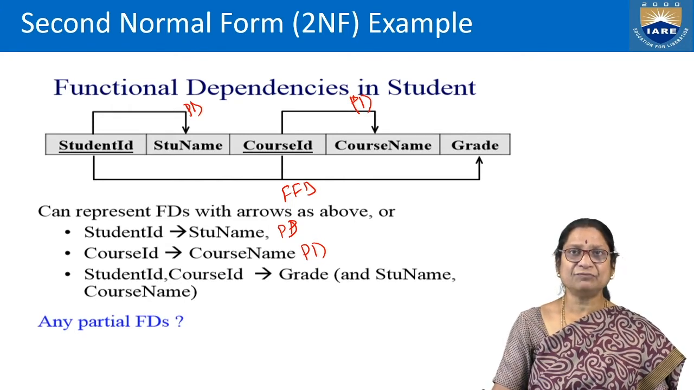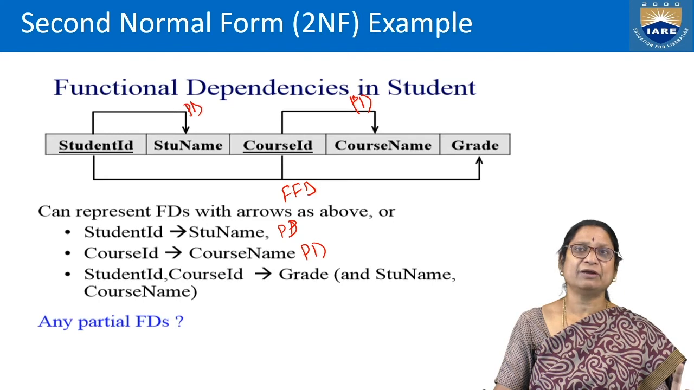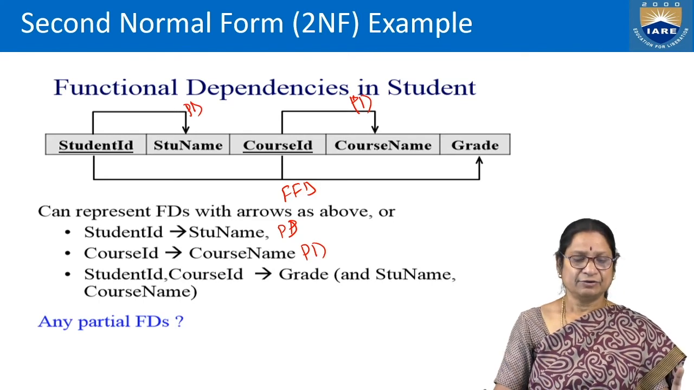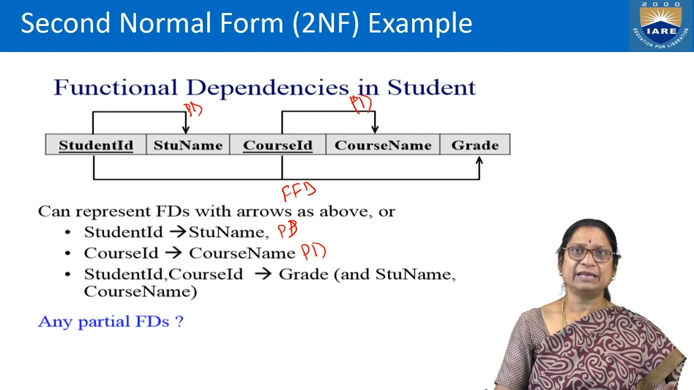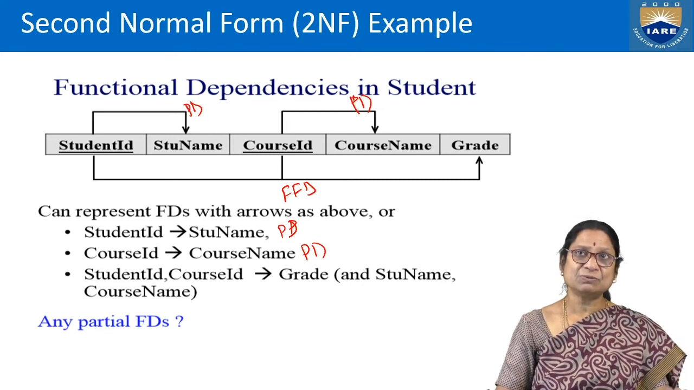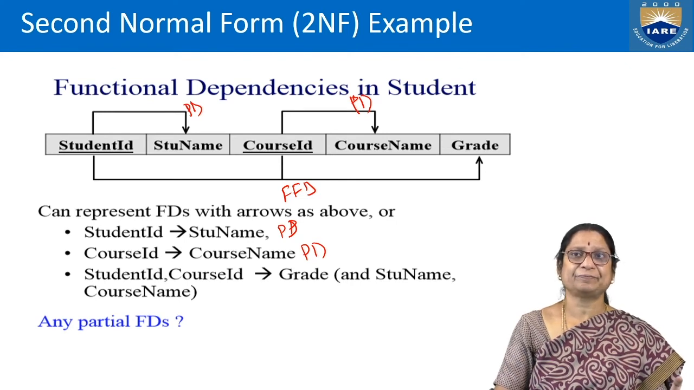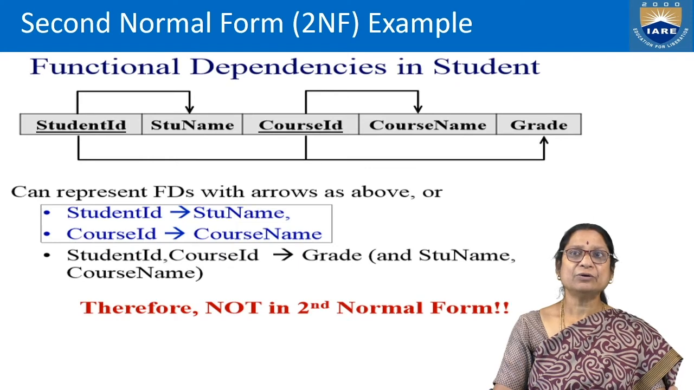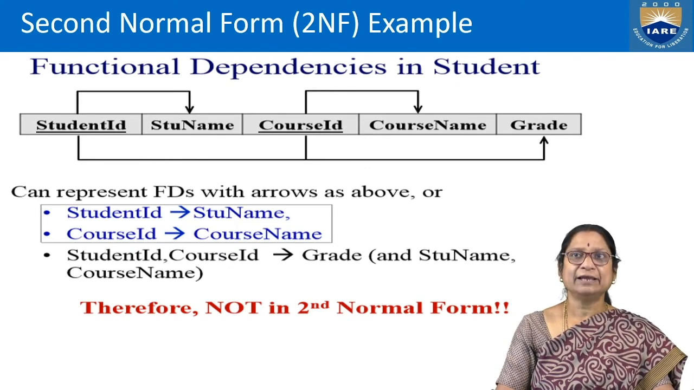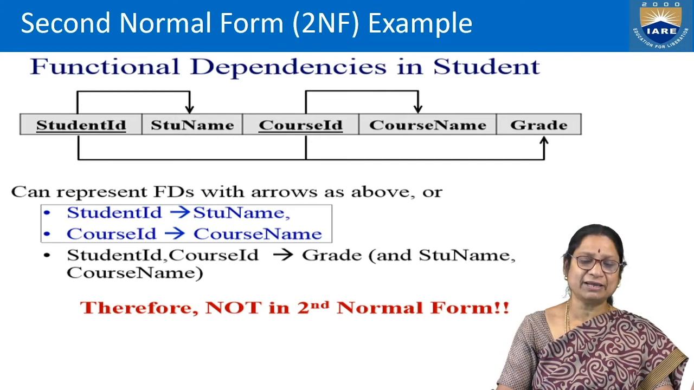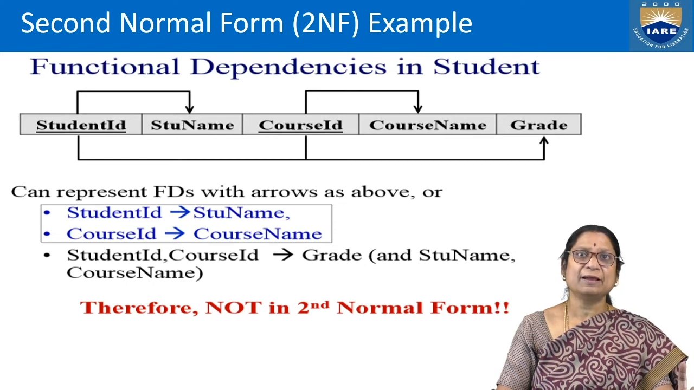fully functional. Do any partial FDs exist? Yes, two partial FDs exist. The first one is student ID determines student name, because student ID is a part of the key. Similarly, course ID determines course name. Course ID is also part of the key. Whenever a part of the key determines non-key attributes, it is a partial dependency. So, it is not in 2NF because it has two partial dependencies. It is in 1NF. Each attribute is atomic. It is already in 1NF, but it is not in 2NF because two FDs are partial dependencies. So, therefore, it is not in second normal form.